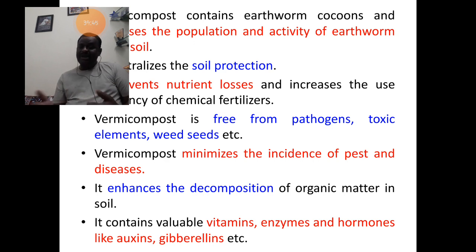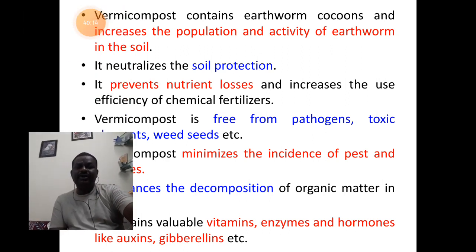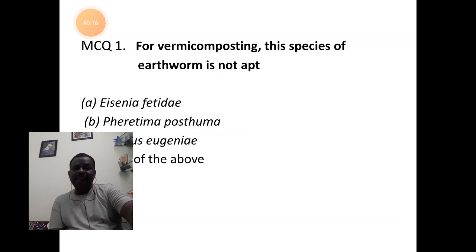We are not going to separate the soil bacteria, the decomposing bacteria, so that those bacteria also are added to the soil along with the manure. Next is, it contains valuable vitamins, enzymes, and hormones that are very useful for the plants to have good growth. So this is about the importance and advantages of vermiculture and vermicomposting.